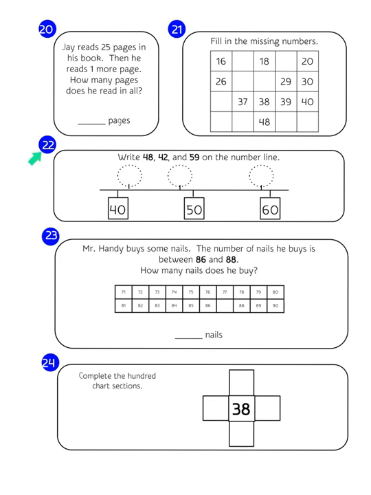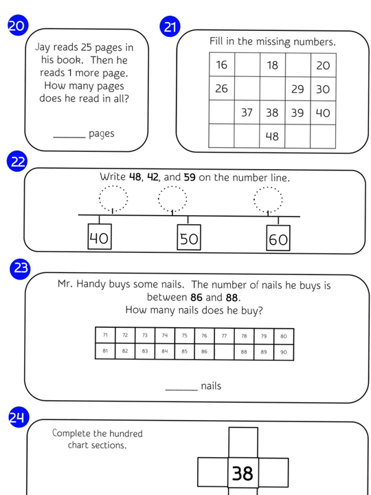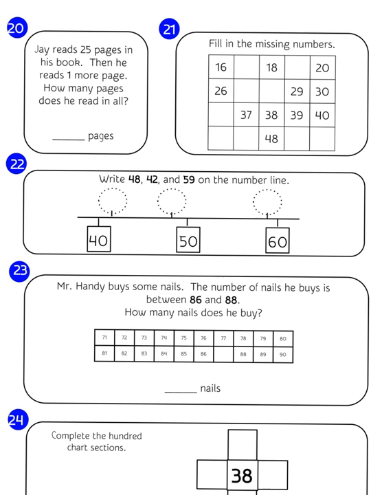Number 22. You are going to look at this number line. Write in number 48, number 42, and number 59 where you think they fit on this number line. The boxes below are where number 40 would fit, number 50, and number 60. So you need to figure out where these numbers will fit and put them in the bubbles on the top. Pause the video and do that now.